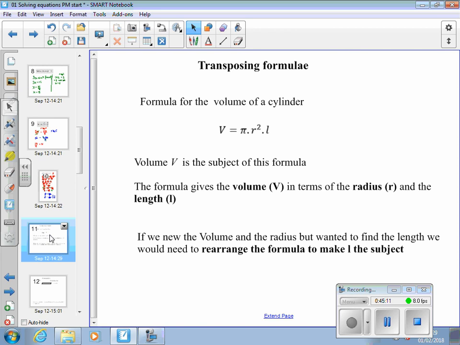If we know the volume and the radius, but want to find the length, we need to rearrange the formula to make L the subject. Okay, so that's what we're going to look at with some examples now.